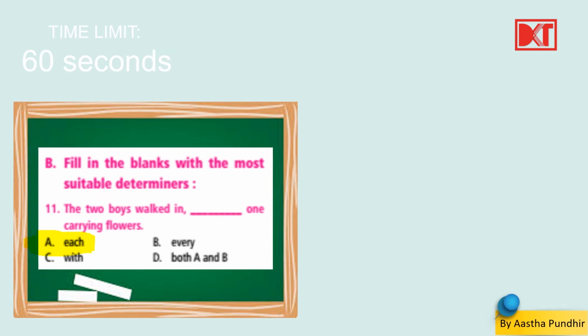So here we are using distributives. And why each and not every? Because here we're talking about these two boys. These are countable. Alright. And also we're talking specifically about each boy. So each one carrying flowers. Alright. And there are only two, so it's favorable to use each and not every. Okay. And since we have counted them, like two boys. Alright. Others, you see, every is also a distributive. Then here with is actually a preposition, we can say.